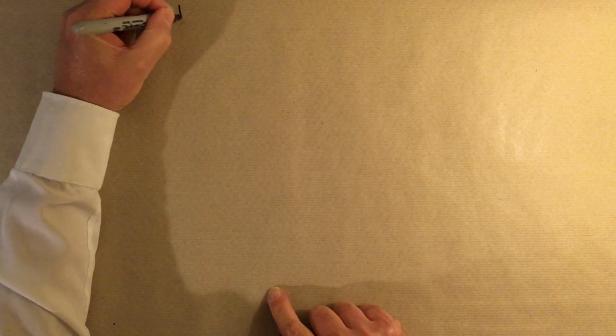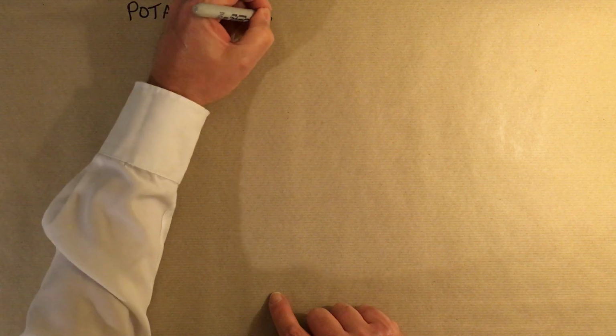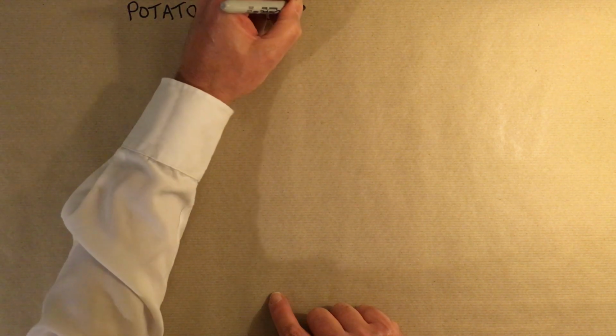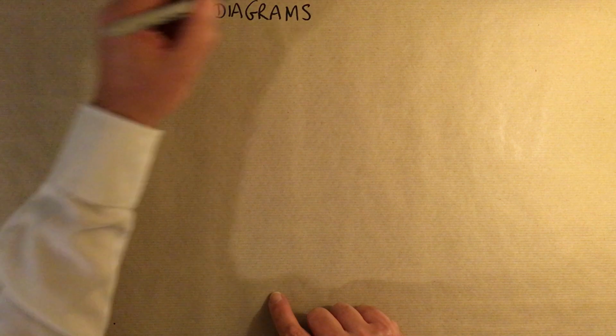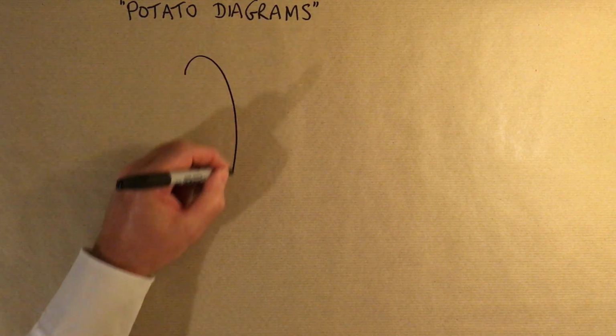Okay, so when we're talking about mathematical functions, we often want to visualize what these look like. And one of my students many years ago, when I drew one of these diagrams, christened it a potato diagram. So that's what I've called them ever since. So I've told you already that a mathematical function is a mapping from one set to another.